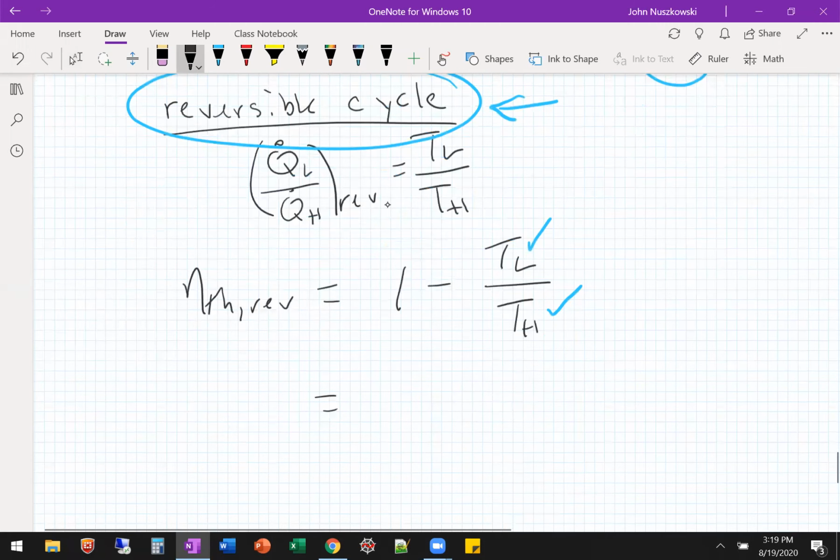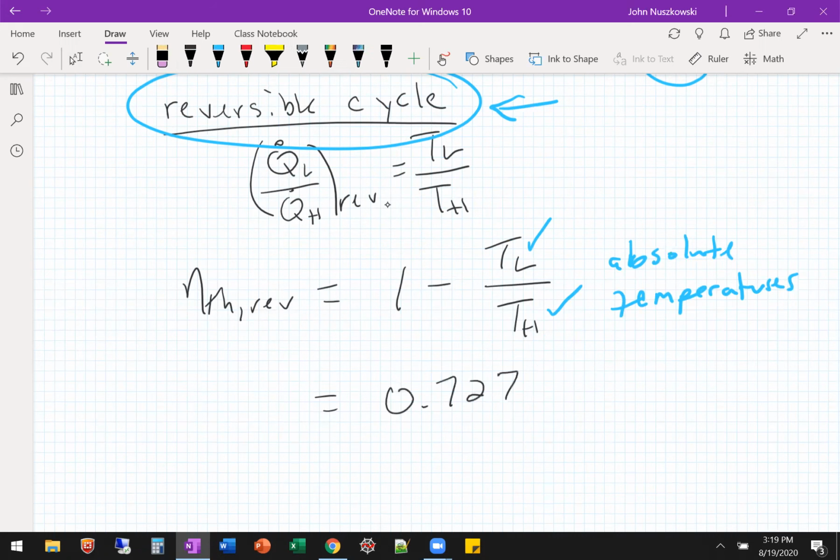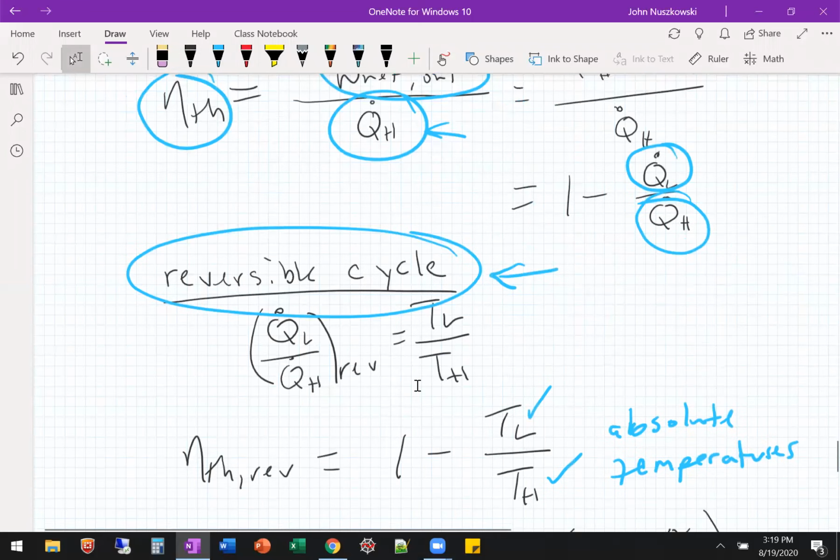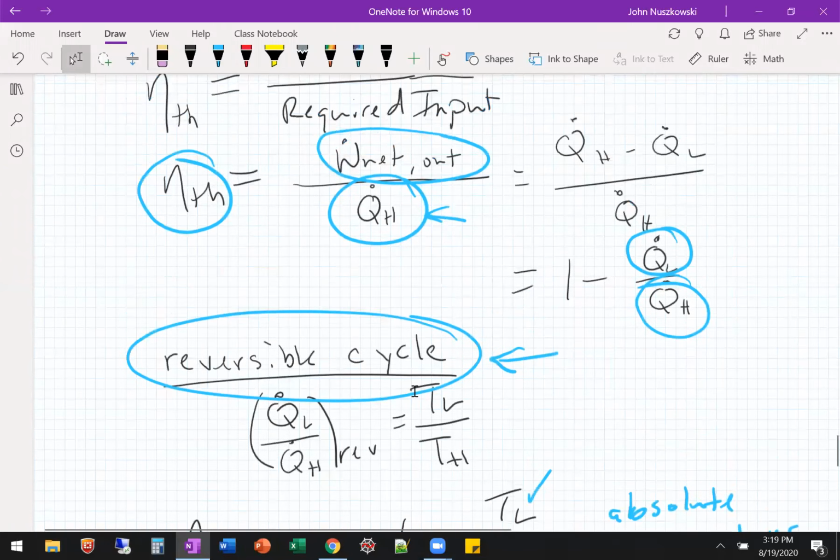we plug in our values with our absolute temperatures, right? Okay, most common mistake I get is not doing that, not changing it to absolute. And then we get 0.727, which is 72.7%. Okay. All right, so that means since our cycle is reversible, we have this.